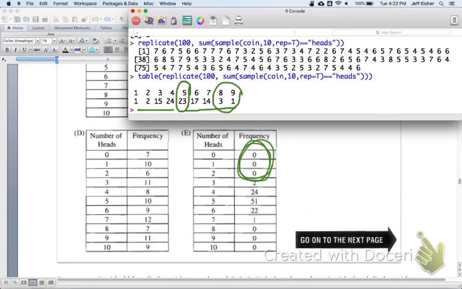So 1, 2, 3, 4, 5, 6, 7, 8, 9. Yeah, so 0 heads out of 10 and 10 heads out of 10 didn't happen. But that's the type of table that we would expect.